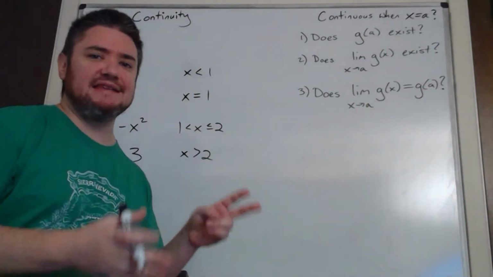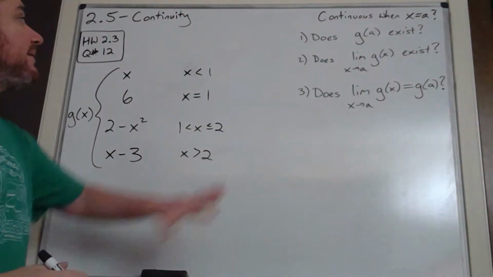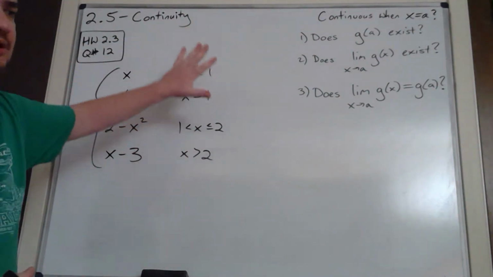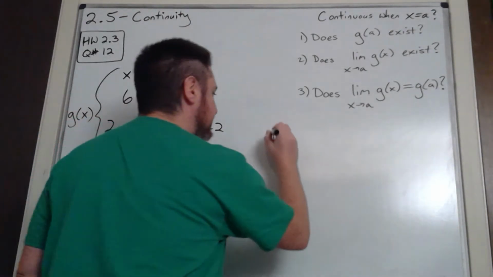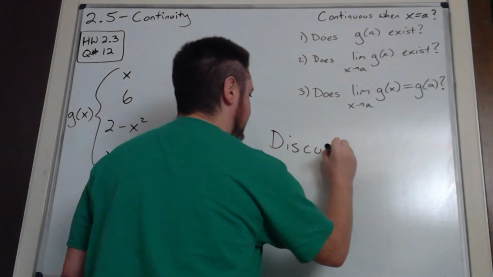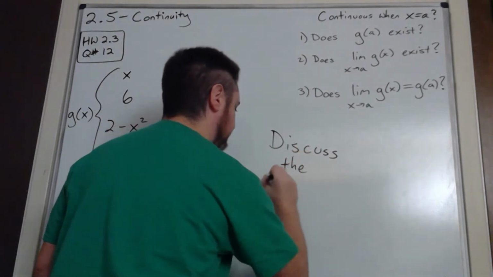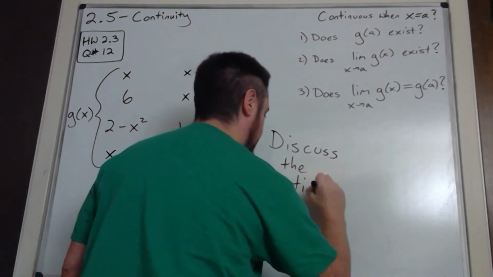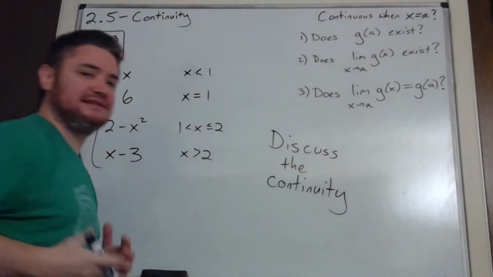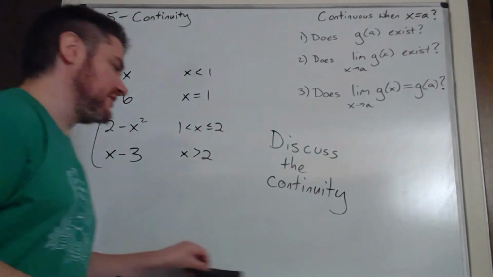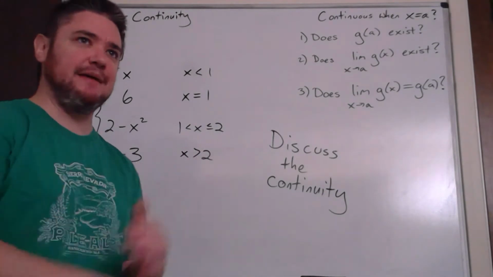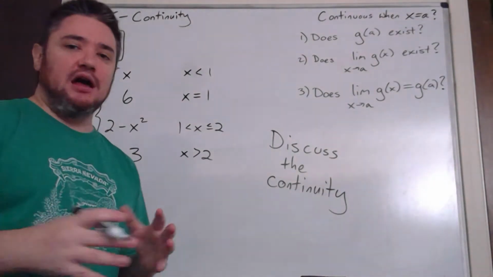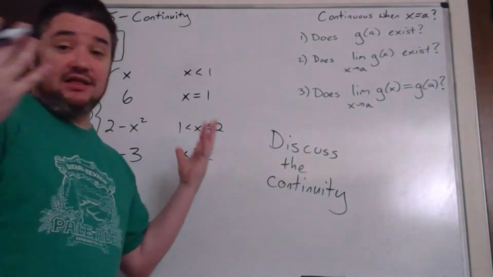So the homework question had some specific limits, but let's say it wasn't the homework question and you were just given this function and asked to discuss the continuity. Sometimes in upper division math, they use that phrase, or even in this book, they might just say discuss something. What does that mean? Well, that means if we were together, we would analyze it together, I guess you could say.